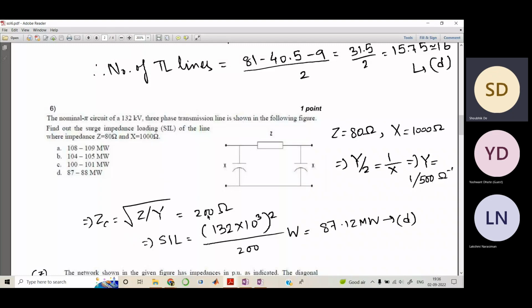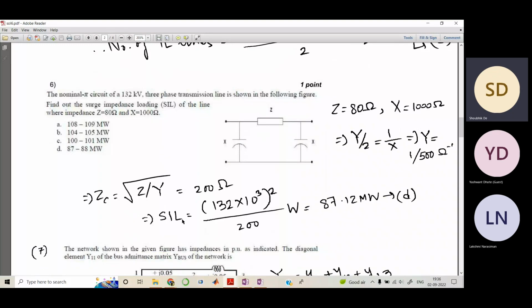When you do this, it comes out to be 200 ohm. Now here comes the confusion. Surge impedance loading would be your line voltage divided by the surge impedance. So when you do this, it comes out to be 87.12 megawatt.